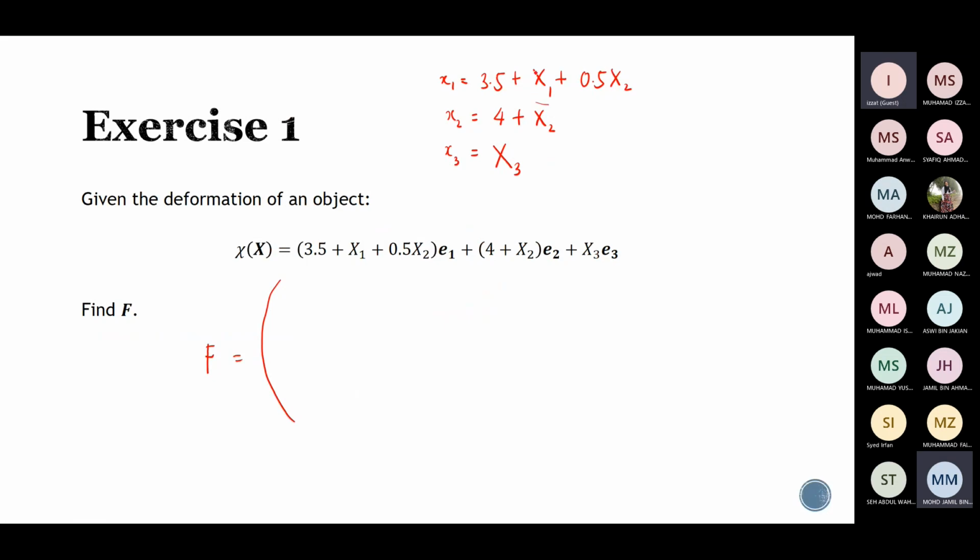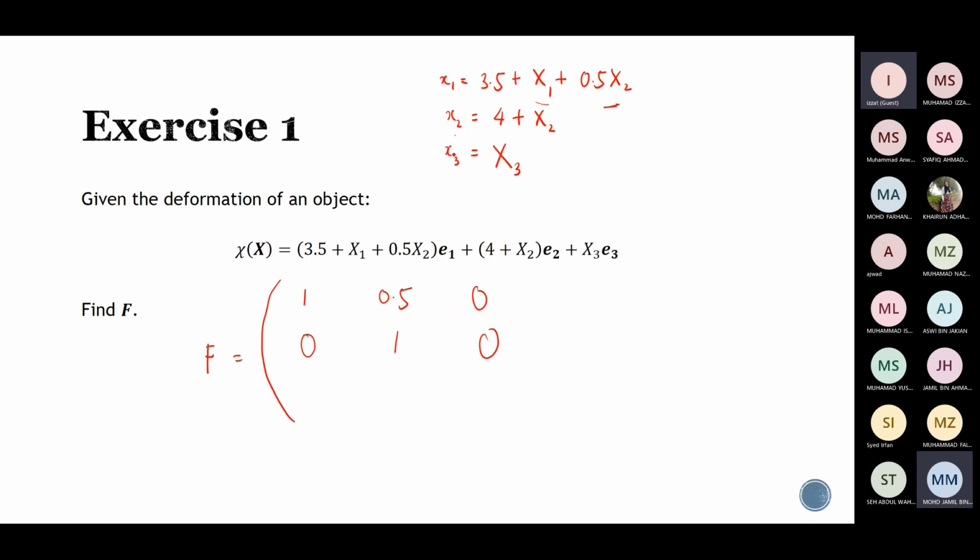So if you look at x1, there is no constant here. If you differentiate, it becomes 1. So this is 1. And the second component is with respect to x2. So there's a constant here. You differentiate with respect to x2, you get 0.5. There is no x3, so 0. And then the second row is x2. So you differentiate x2 with respect to big X1. There's no x1. And then with respect to x2, you get 1. And there is no x3, you get 0.